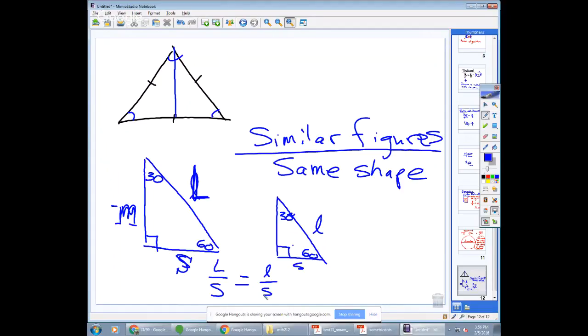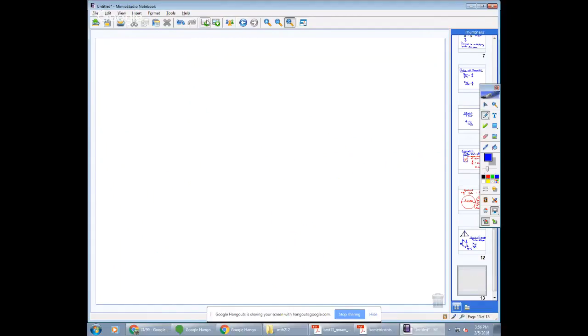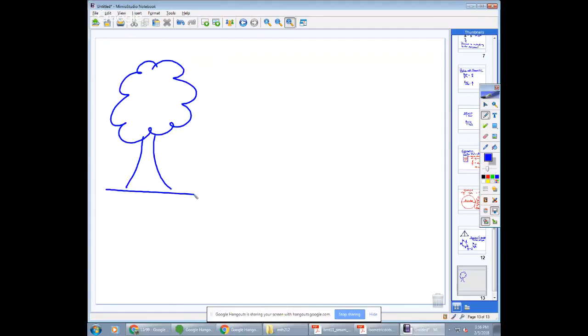So a common example of something like that we can use: take a big blue tree, and a person. And the sun is shining somewhere up in the sky.